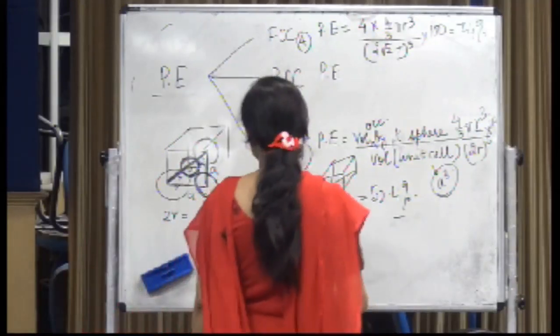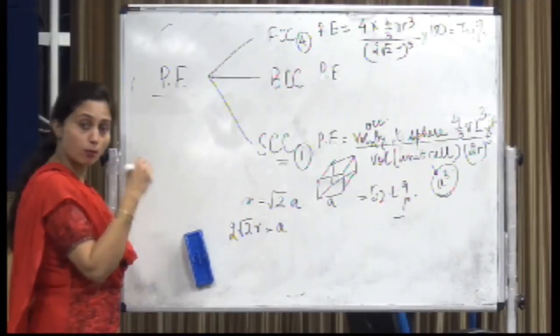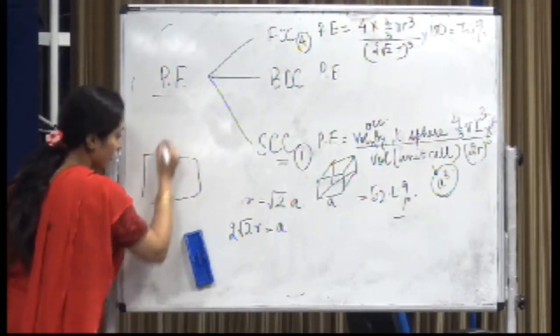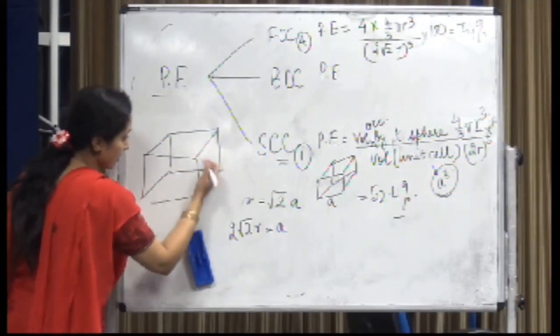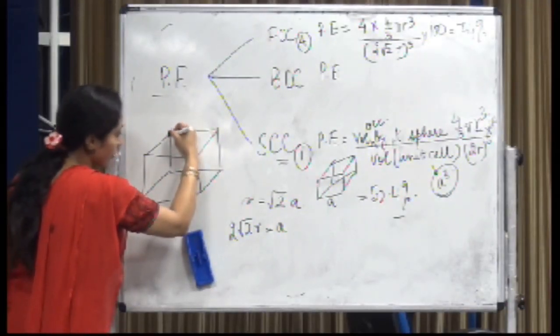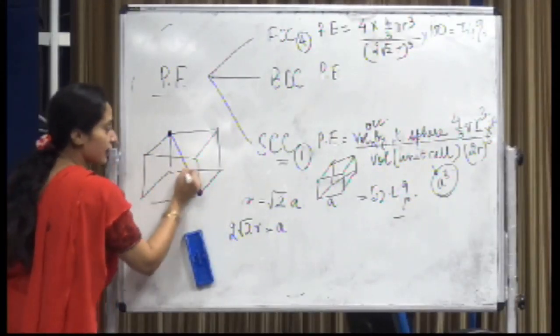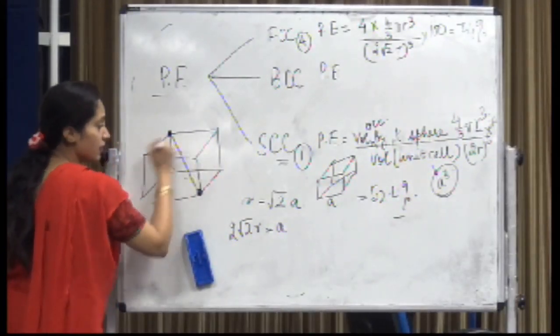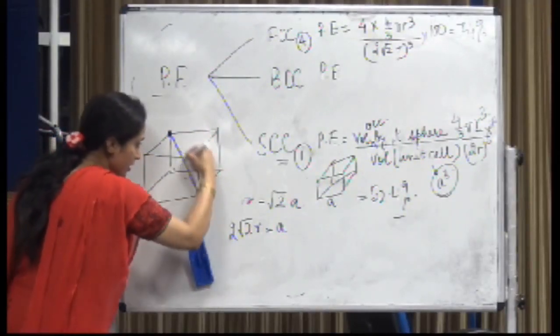For the BCC now, for the body centered, I will have to look at the body diagonal. So if I look at the body diagonal, see, the body diagonal will be from here to here. Why body diagonal? Because there is an atom right in the center and they are touching each other. So that means I need to concentrate on this body diagonal now.